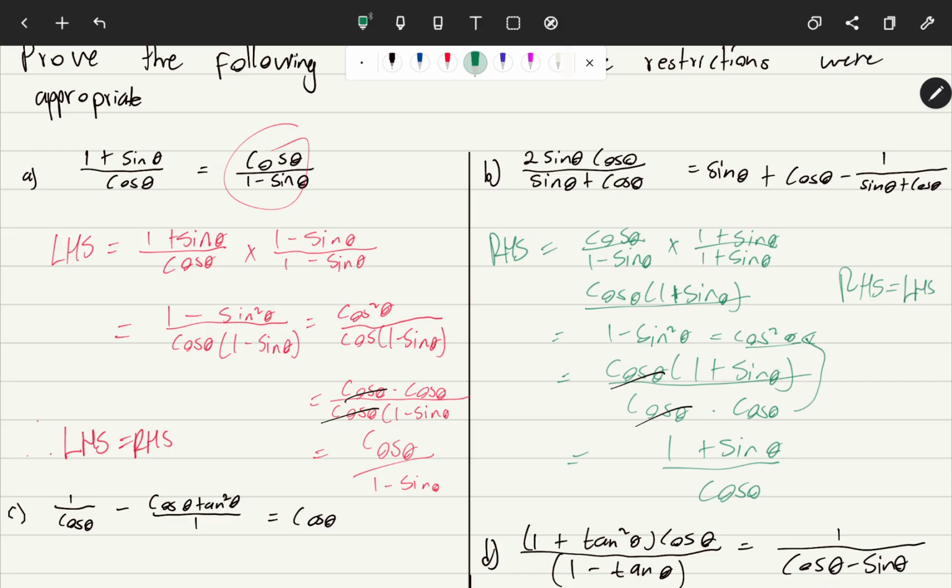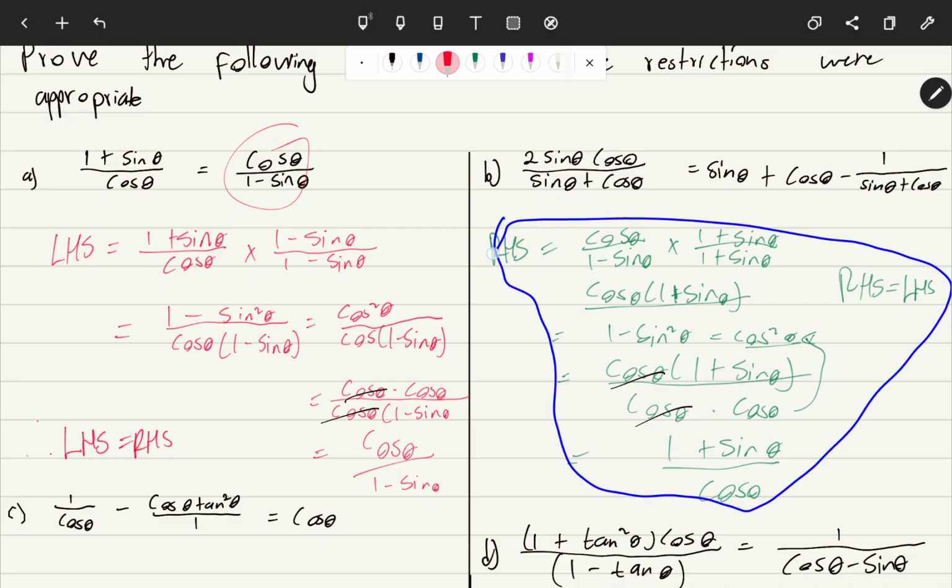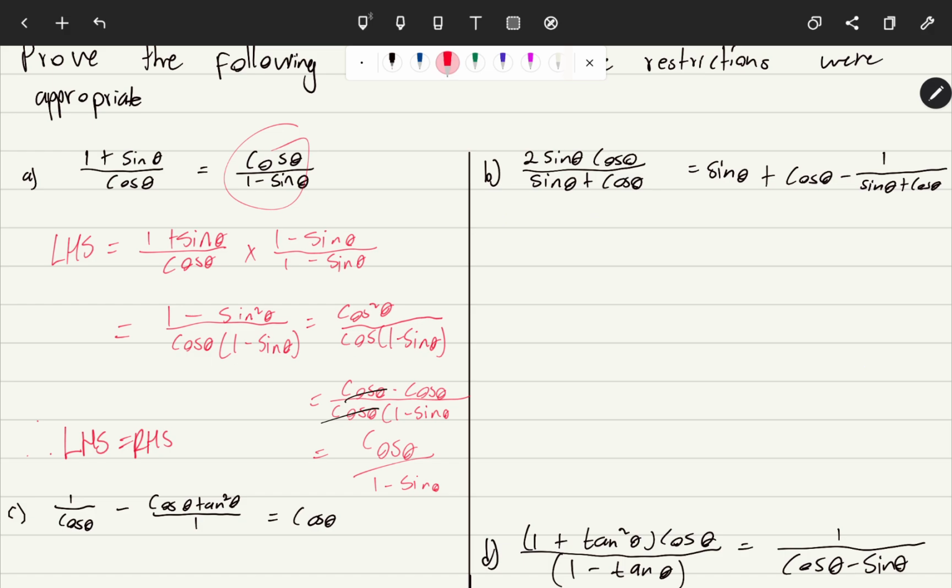Therefore, this is just how we do the proofs. This is how you do the proof: you pick a side and then you try to manipulate that side to make it into what the other side looks like. So I'm going to remove this one and we will start working on B. Just remember, you can pause the video and go back if you didn't hear what I said.